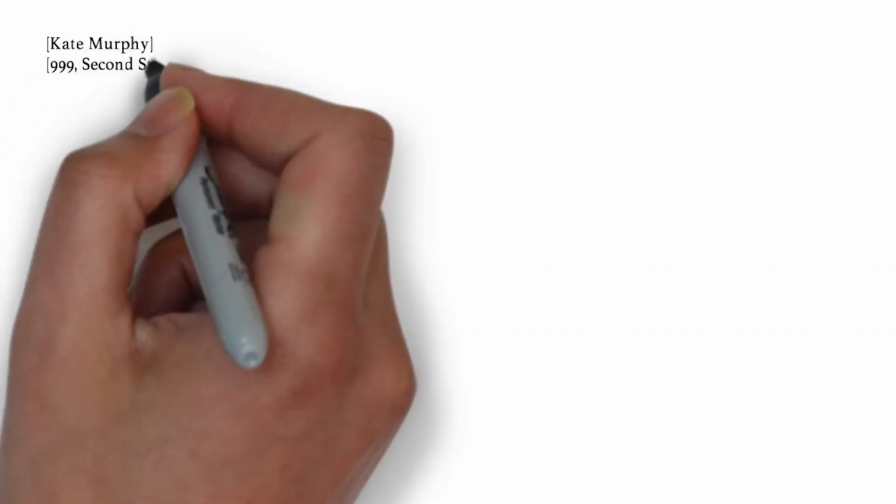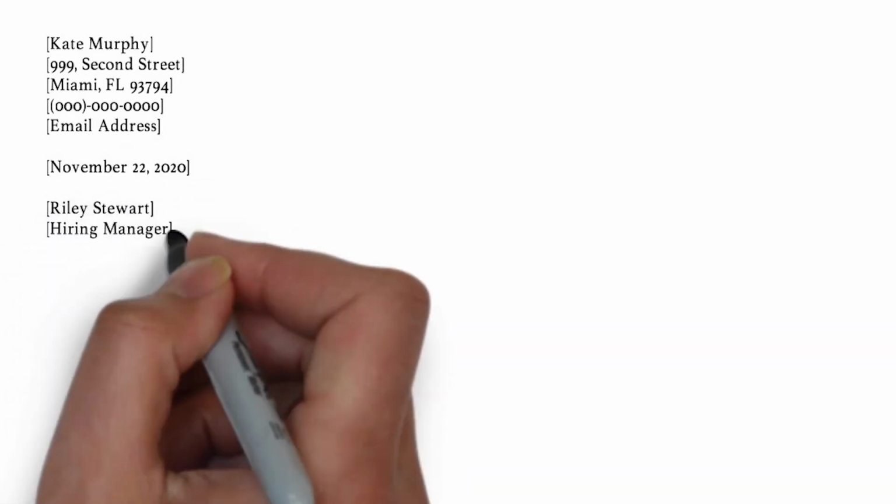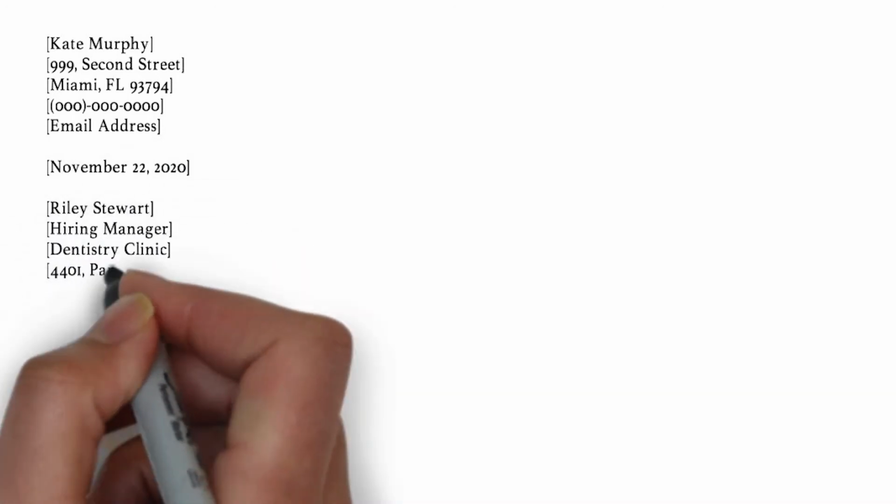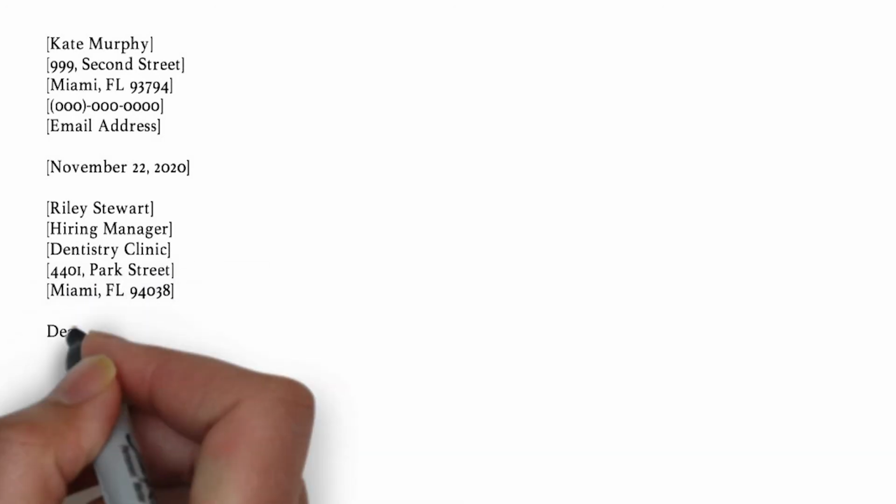First, you need to list your contact information on the left side. In between white lines underneath we put the date and then the hiring manager's name and job title, followed by the dentistry information. As for the salutation, we write Dear Mr. Stewart. For American usage, we include a dot after the abbreviation Mr. For British English, you can leave it out.